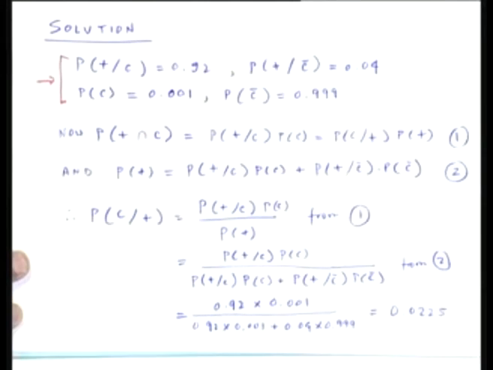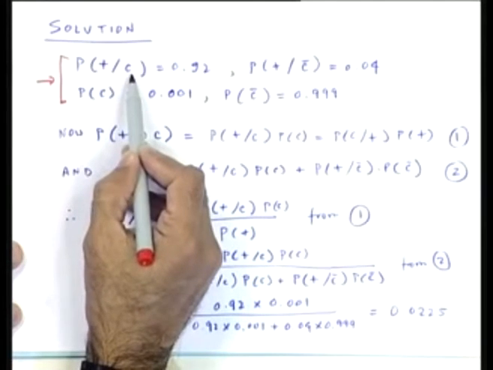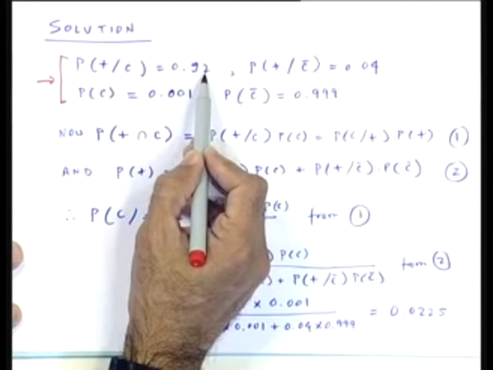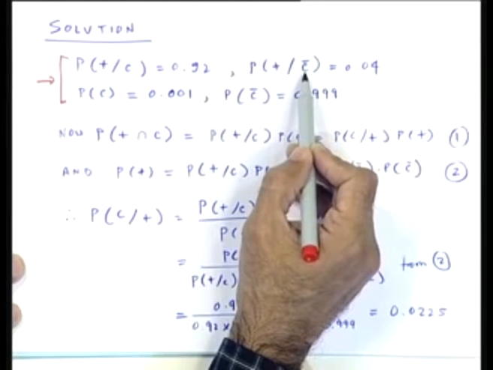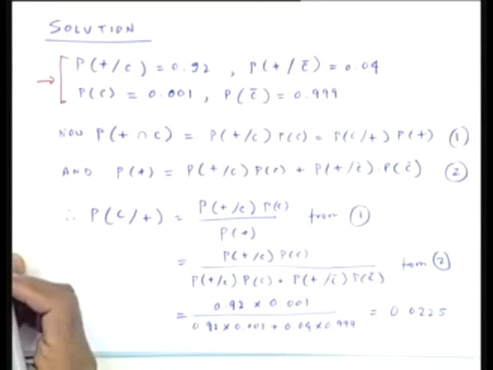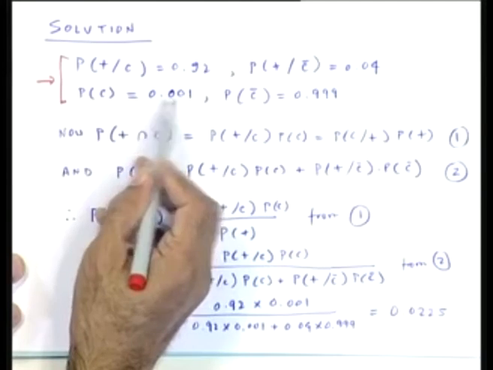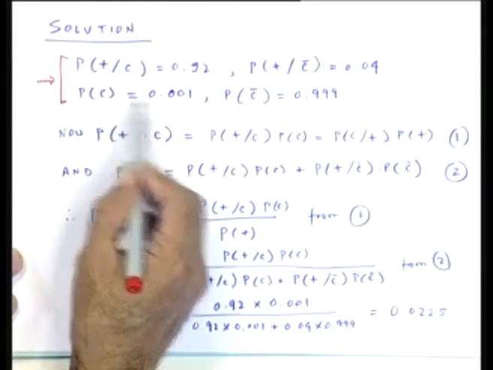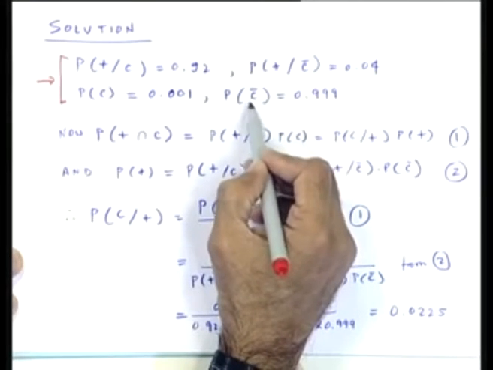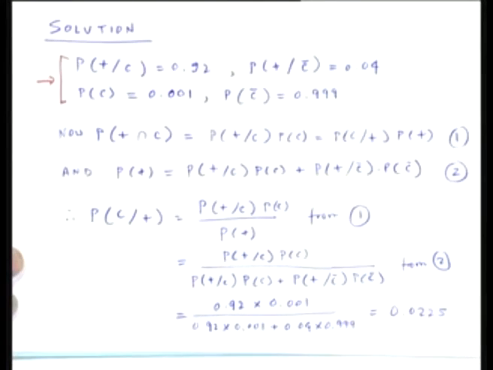These things are given to us. The probability that the test is positive, given that there is cancer, is 92%. The probability that the test is positive, given that there is no cancer, that's a healthy body, is 4%. In the wide population outside, the probability of a person having cancer is only 0.001, and the person being healthy, that means no cancer, is 0.999. These are given to us.